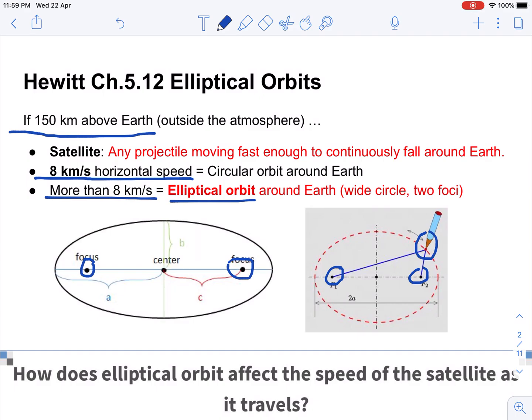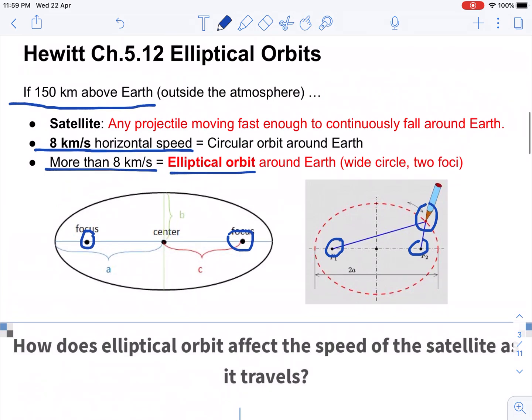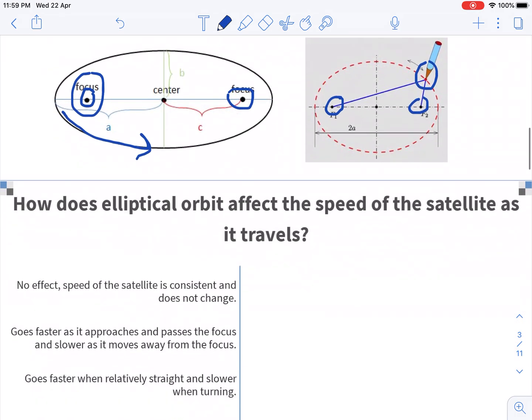And the reason why an elliptical orbit is shaped like this is because usually it's overshooting its mark, the satellite, right? It's going a little too fast, and then it has to kind of circle back. And so usually one of the focuses is the planet or the star that is being orbited.